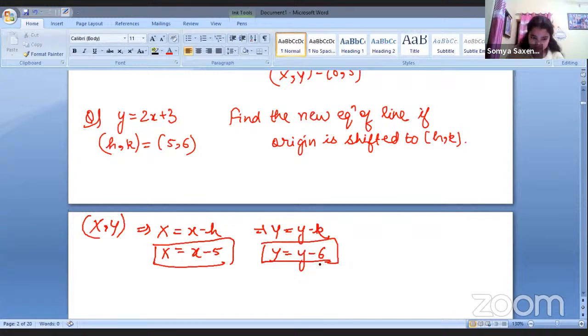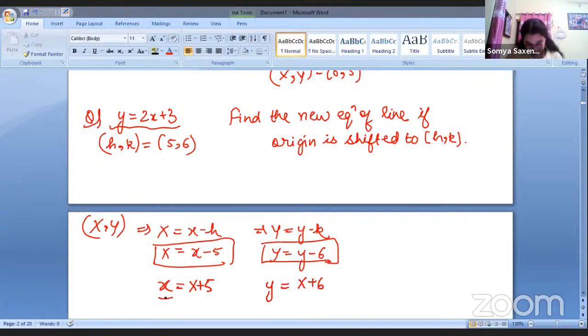Now what do we have with us? We have this relation. Here we have the values of small y and small x, but here we have taken out the values of capital Y and capital X. So we can just rearrange and find the values which are given to us in the expression, so that we can put their values in that. x is equal to X plus 5, y is equal to Y plus 6.